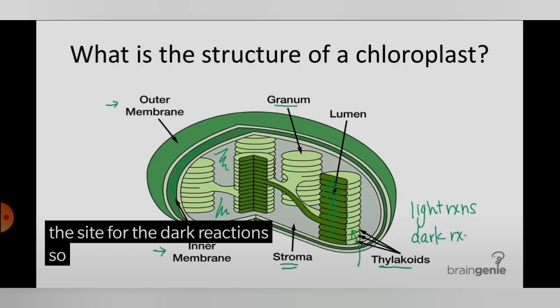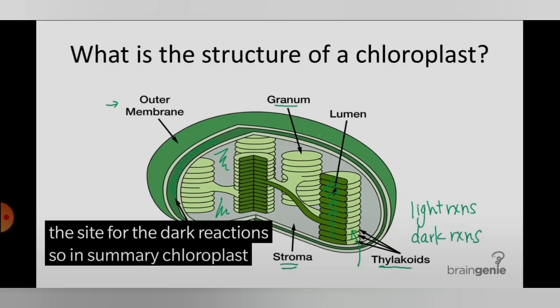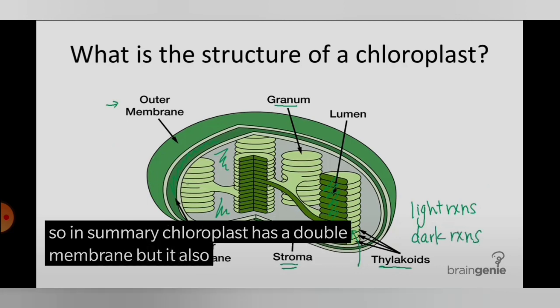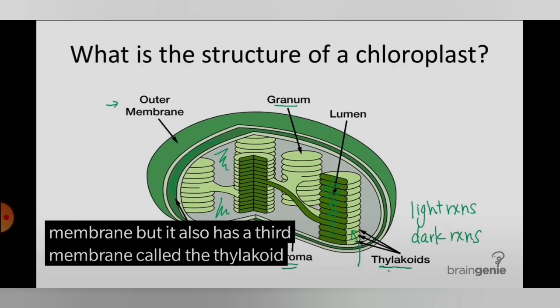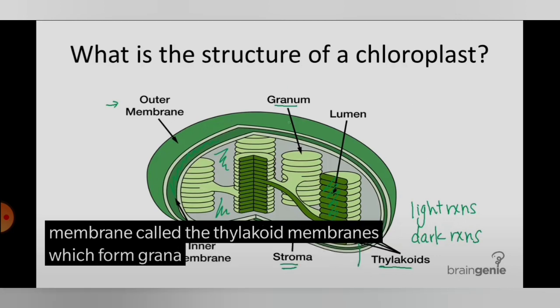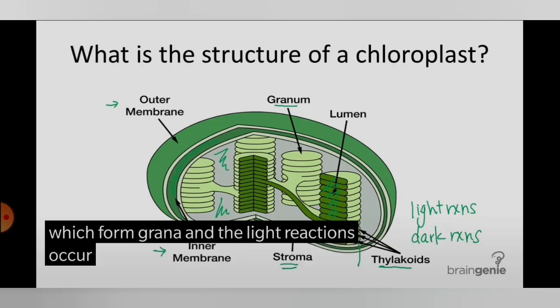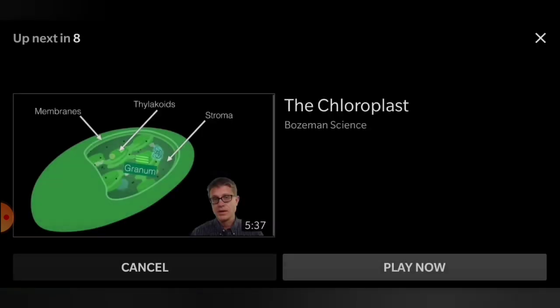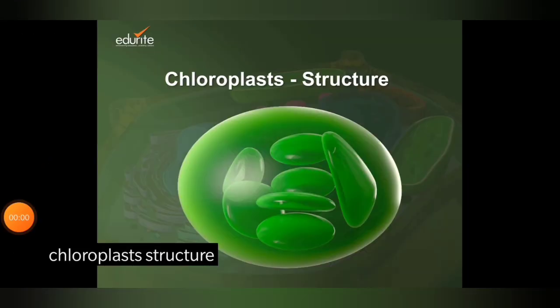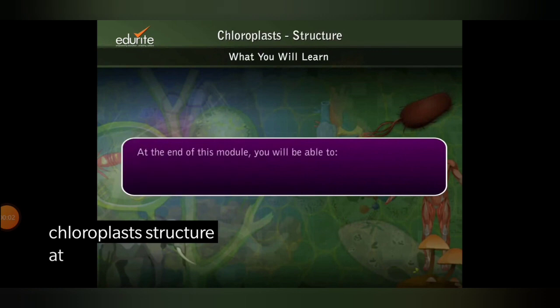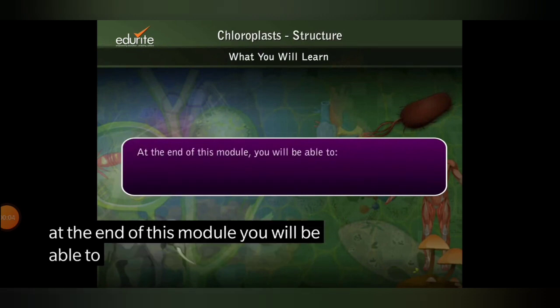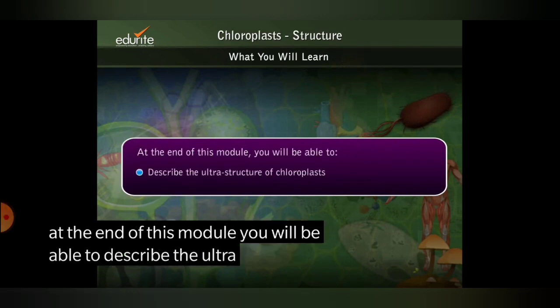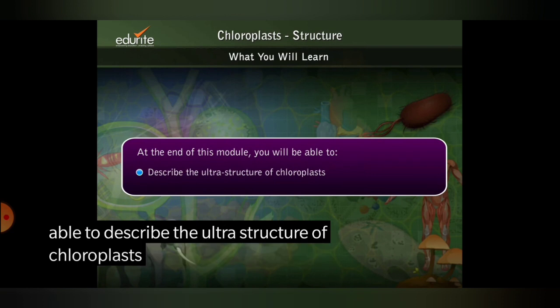So, in summary, chloroplast has a double membrane, but it also has a third membrane called thylakoid membranes, which form grana, and the light reactions occur in the thylakoid, whereas the dark reaction occurs in the stroma. Structure. At the end of this module, you will be able to describe the ultrastructure of chloroplasts.